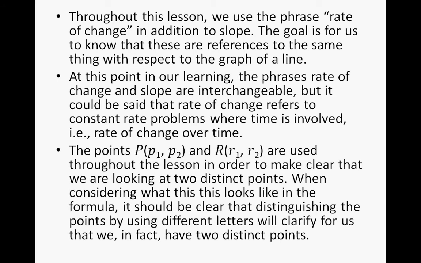The points P, which is made up of P sub 1 and P sub 2, and R, which is made up of R sub 1 and R sub 2, are used throughout the lesson in order to make it clear that we are looking at two distinct points. When considering what this looks like in the formula, it should be clear that distinguishing the points by using different letters will clarify for us that we, in fact, have two distinct points.